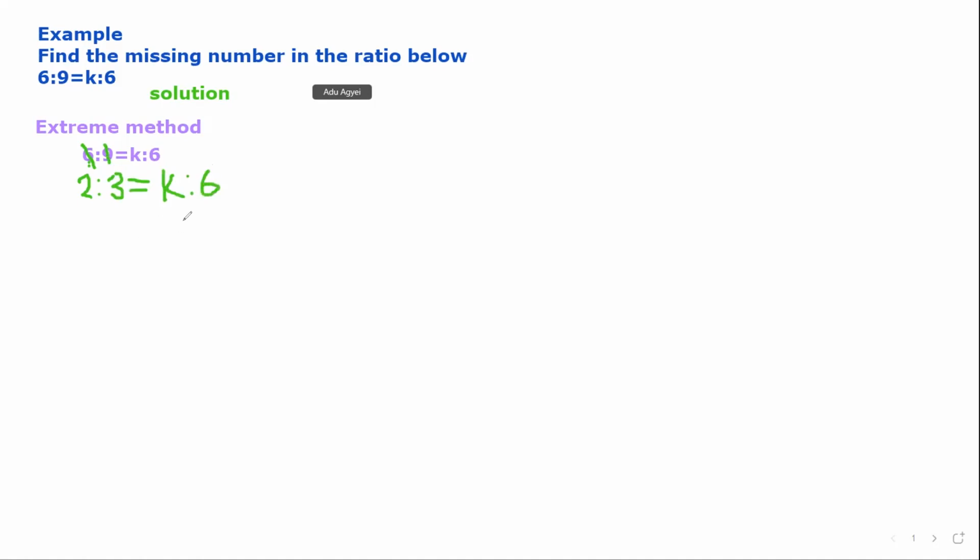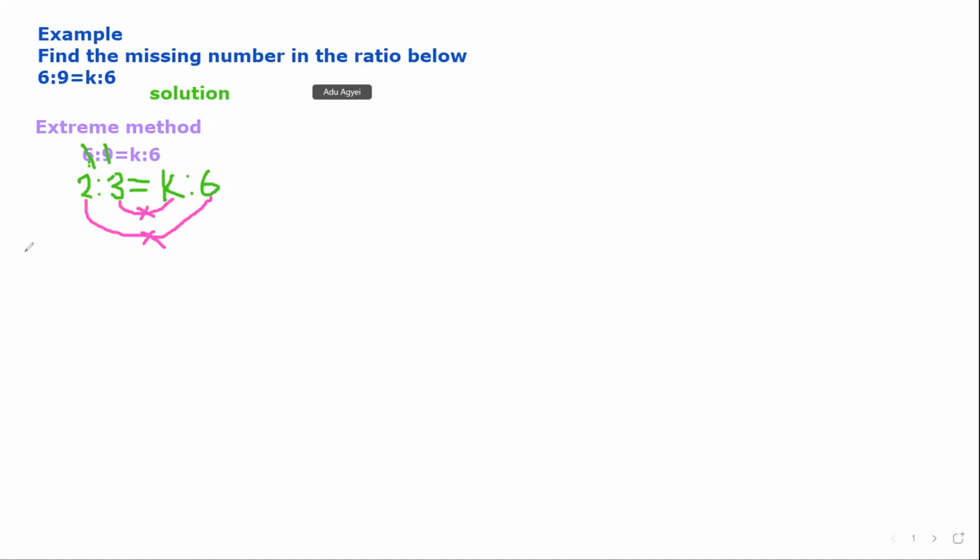So always try as much as possible to reduce the ratios to get the simplest form. The reason is that it will reduce the burden of multiplication. So if you reduce the ratio on this side, it will help you. Let me quickly multiply the extreme numbers. The extreme numbers are the end numbers. You first multiply the extreme numbers, and then you equate it to the multiplication of the middle numbers. Good.